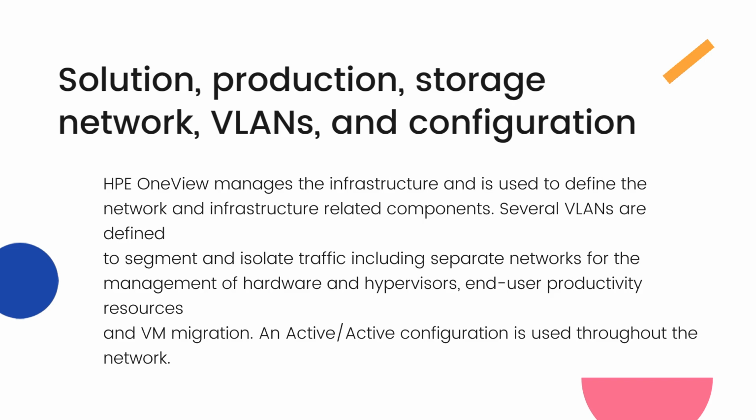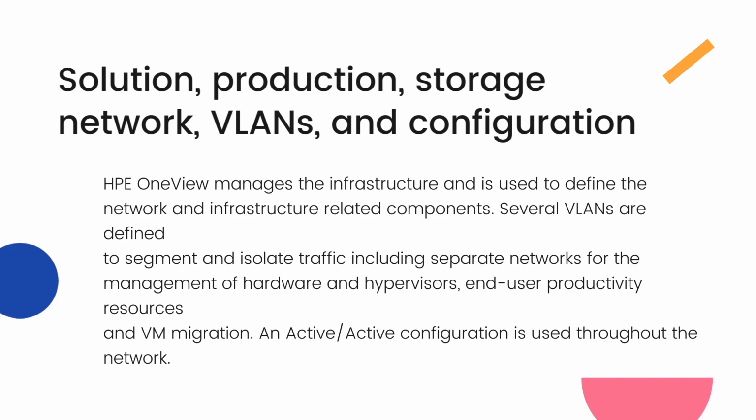Production Network VLAN 223. The production network is dedicated to virtual desktop, virtual apps, file shares, and user data. This solution leverages a Login VSI environment hosted on a separate infrastructure in order to generate load by emulating end users. Storage network VLAN 22 and 23.